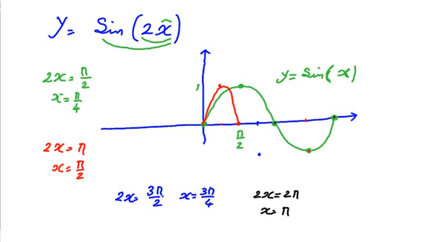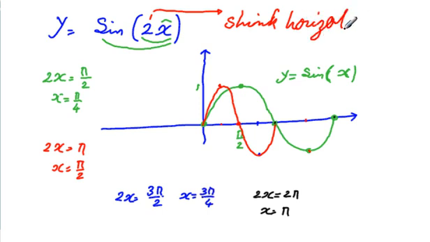All in all, what has happened is that this picture shrunk by a factor of 2 in the horizontal direction. So the effect of this 2 here is that you shrink horizontally by a factor of 2.